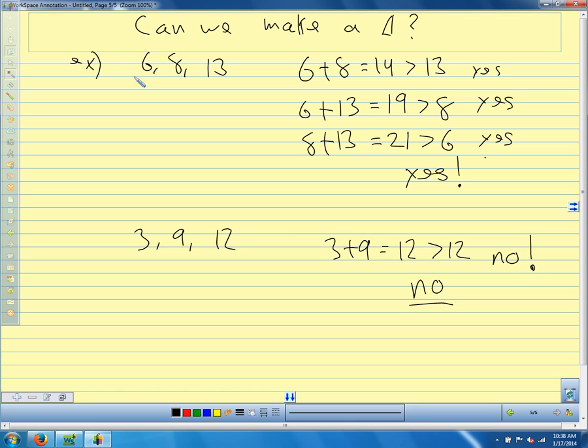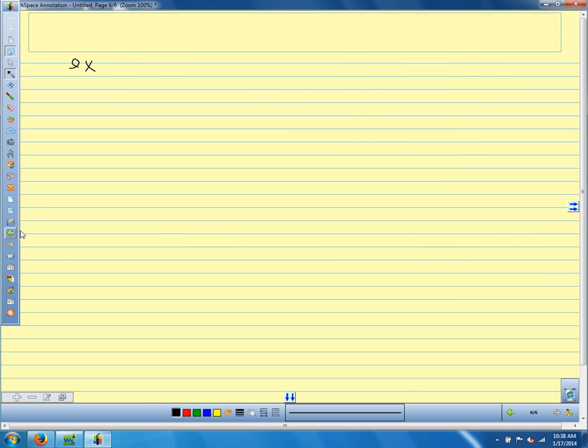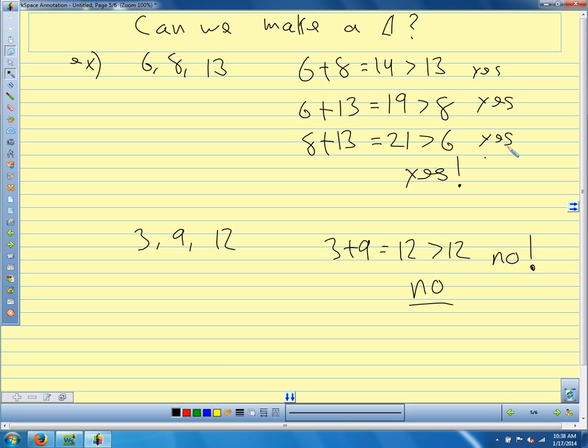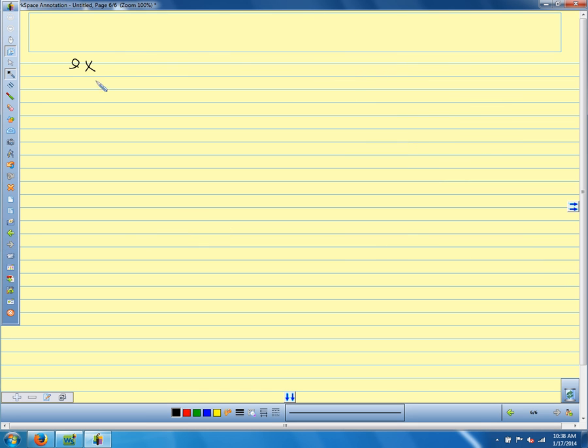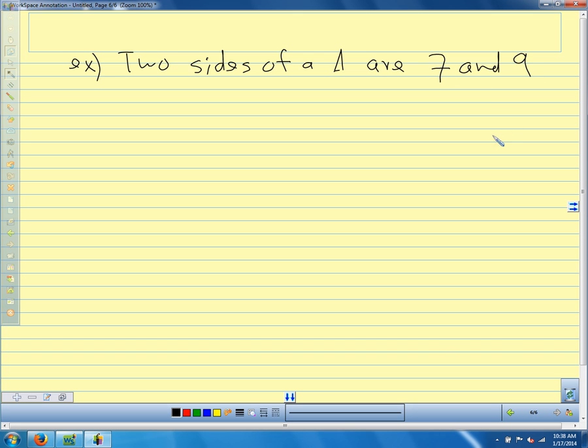All right, so there's one other kind of problem that you're going to see with the triangle inequality. Let me go back here really quickly. Any questions on those examples? All right. So for this, we have two sides. We know we have a triangle. Two sides of a triangle are 7 and 9. We want to know what are the possible values of the third side.